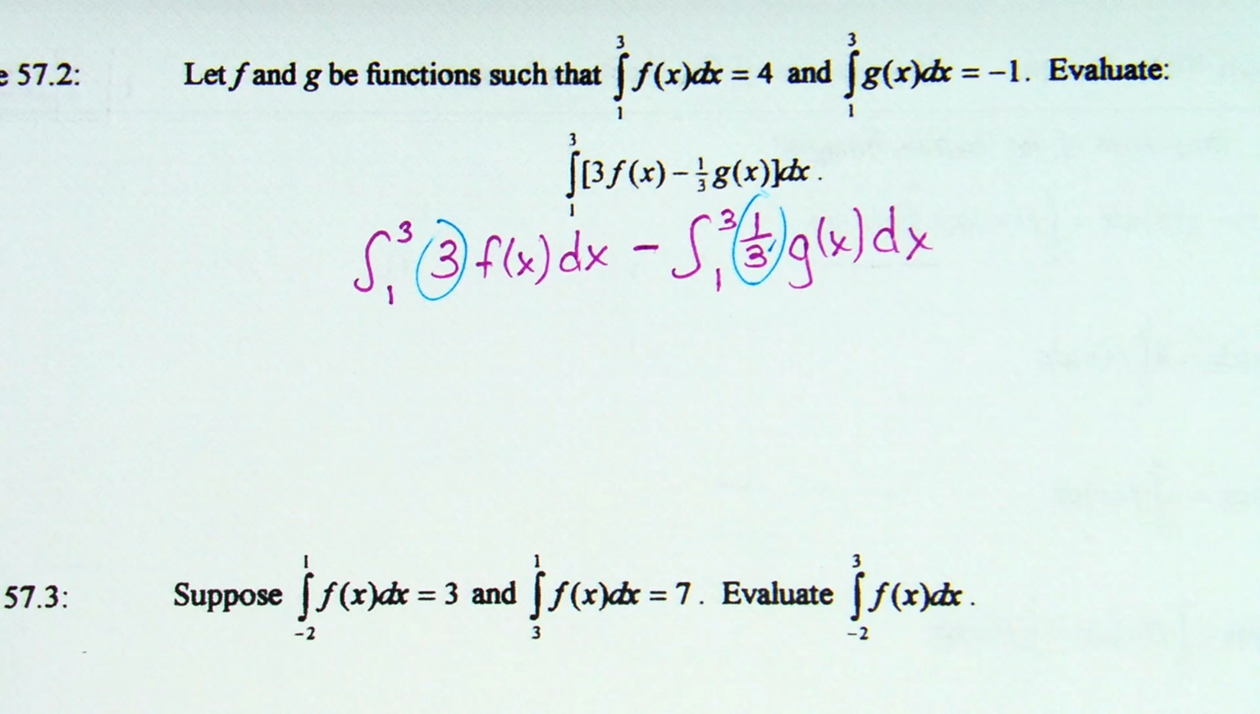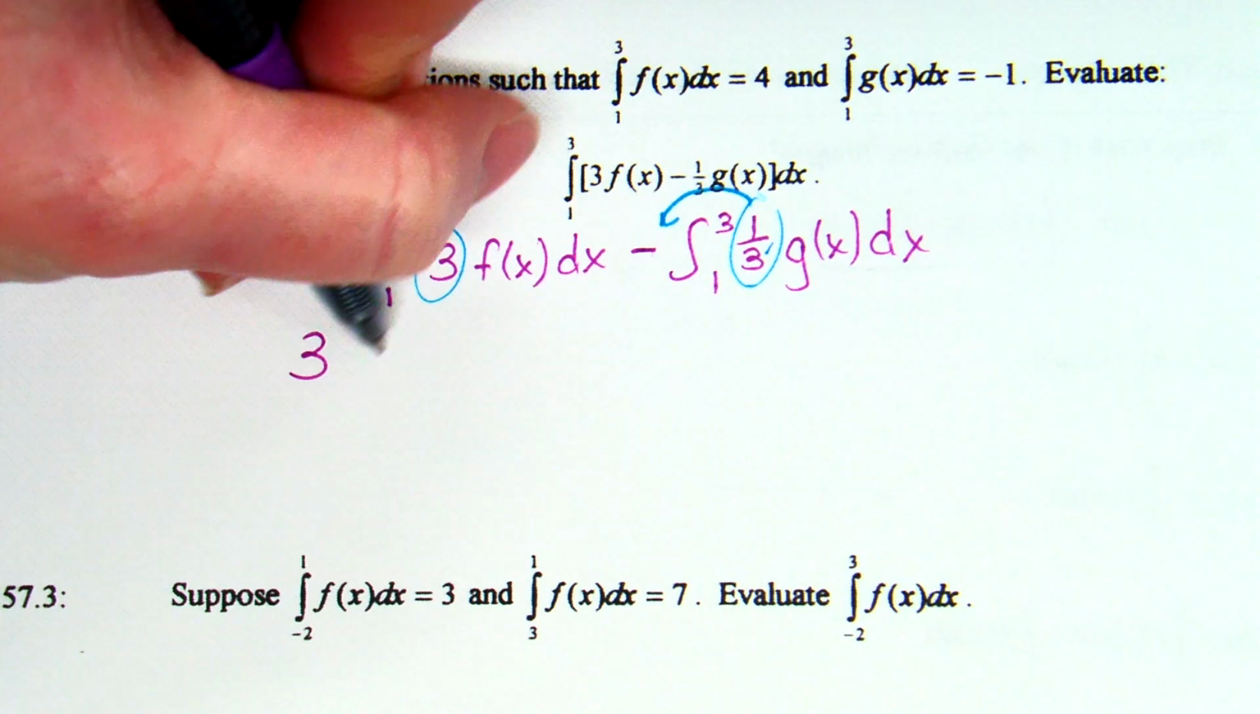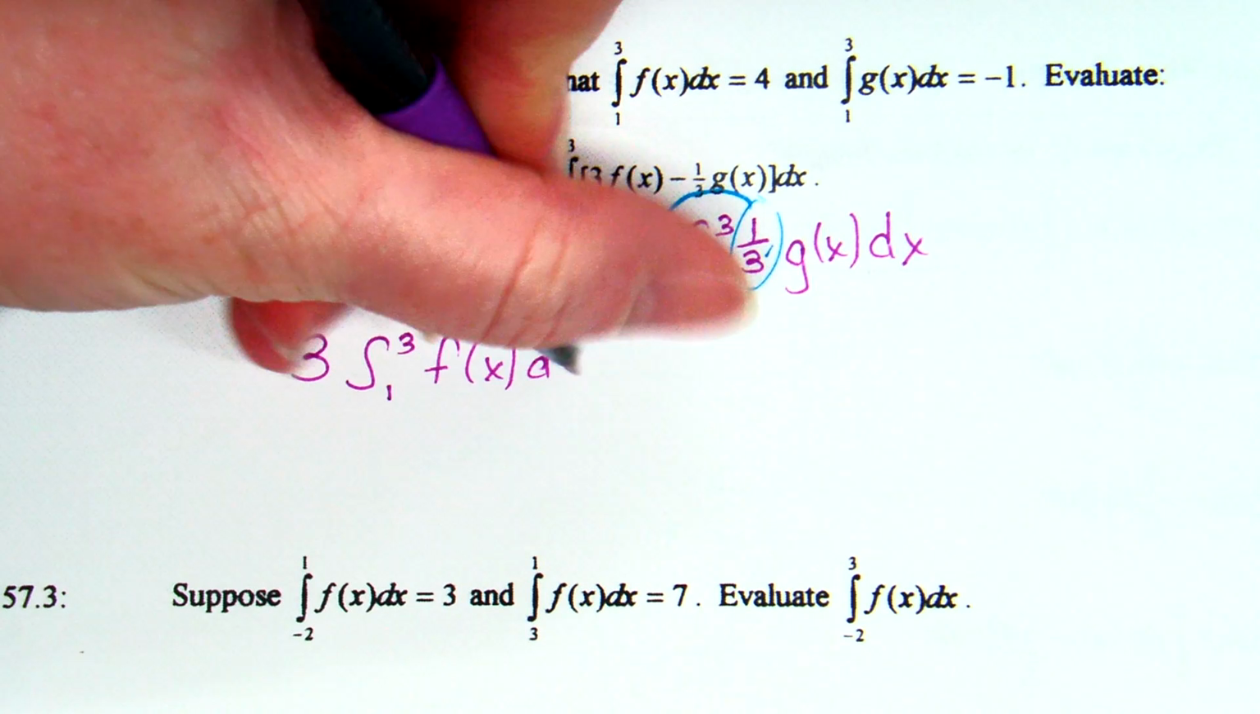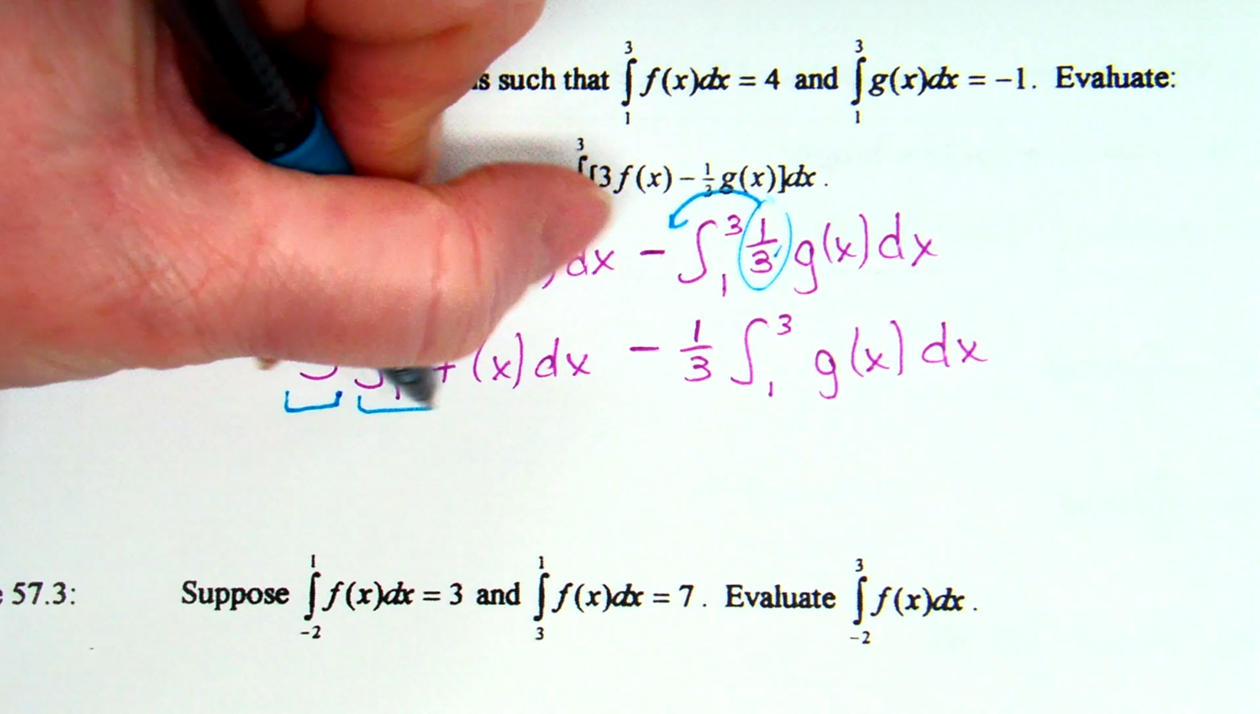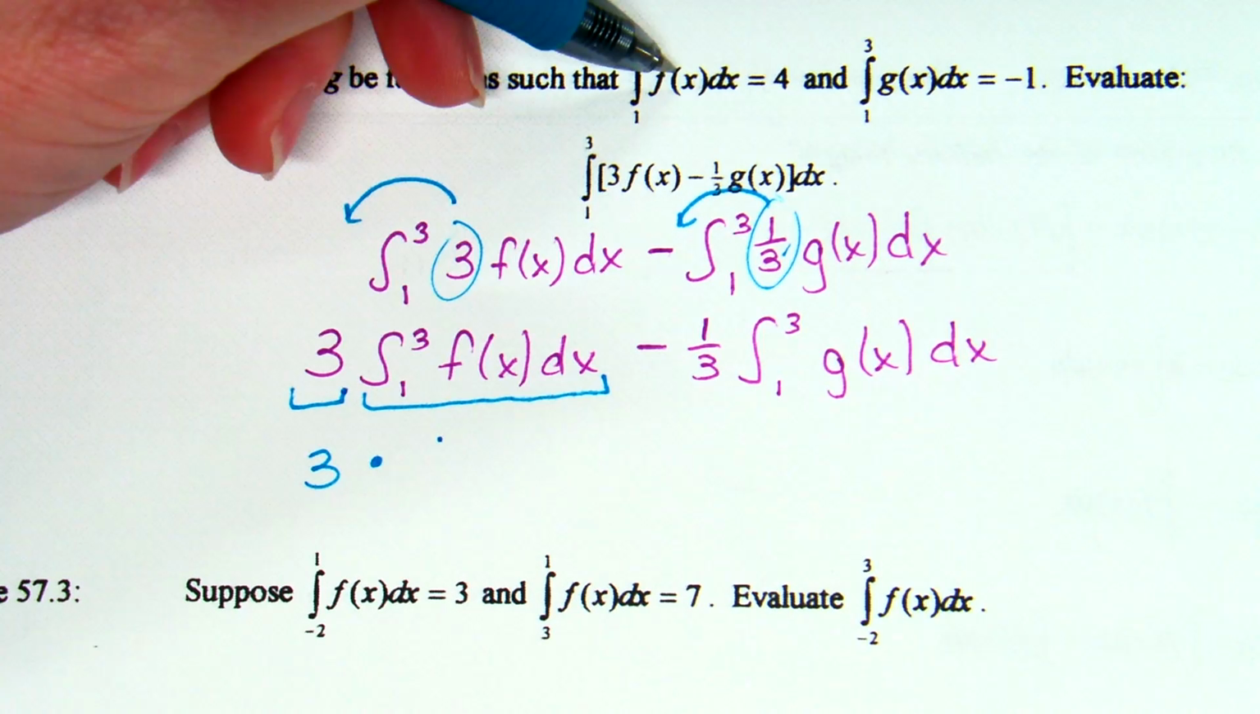So this can be written as 3 times the integral from 1 to 3 of f of x dx, minus 1/3 times the integral from 1 to 3 of g of x dx. And so now, do you see all the pieces? It's 3, and then the integral from 1 to 3 of f of x dx. What is that? It's defined in the directions as 4.